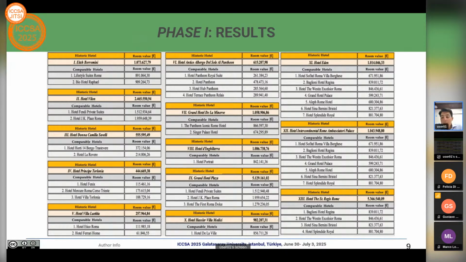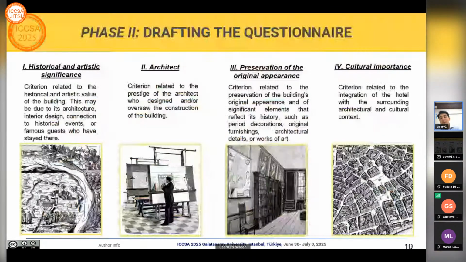In the second phase, we draft the questionnaire. Industry experts are asked to evaluate the data sample under study, consisting of the 13 historic properties, according to the 4 criteria. The 4 criteria are the historical and artistic significance, a criterion related to the historical and artistic value of the building, which may be due to its architecture or interior design, connection to historical events or famous guests who have stayed there.